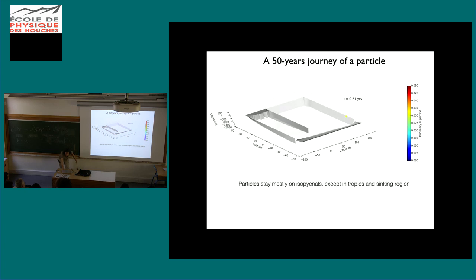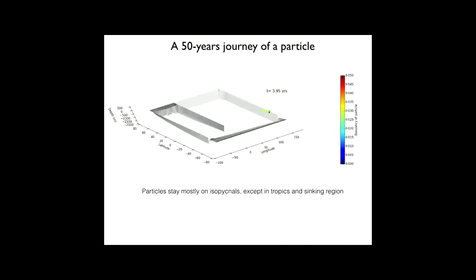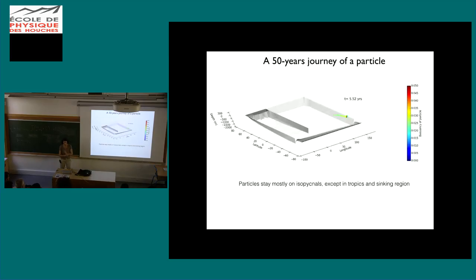And now, just as questions, and we stop here, I'm going to show you how the journey of a particle from the Indo-Pacific to the Atlantic is kind of slow. And the color is buoyancy. So it doesn't stay on a buoyancy surface in certain regions. In fact, in the upwelling region of the tropics, it changes density.